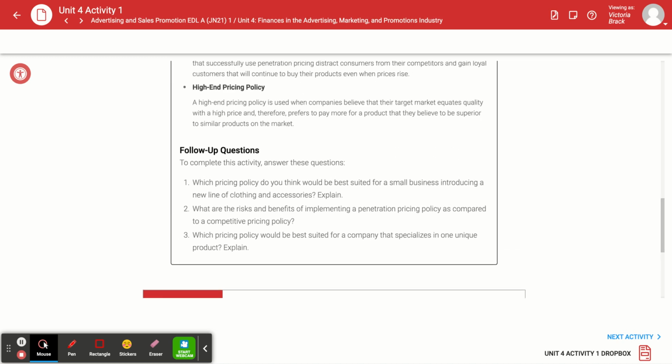Now, there are three follow up questions for this activity that you'll need to answer below. Number one says, which pricing policy do you think would be best suited for a small business introducing a new line of clothing and accessories? This is an opinion-based question, but I do want you to support your answer.